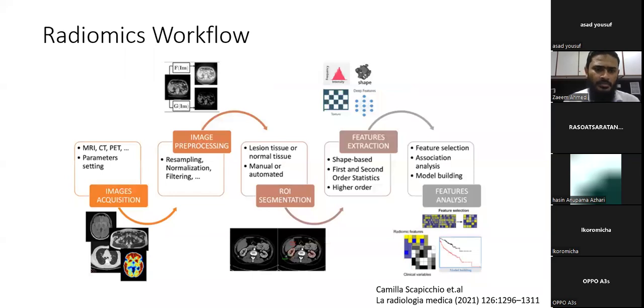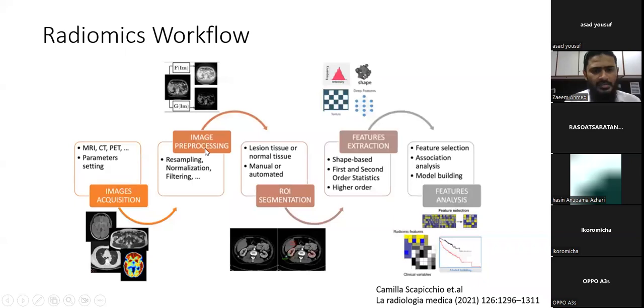The classical radiomic workflow would be, in the first step, you need to acquire images, either prospectively or from an existing imaging data set. That data set should be of similar nature, because the radiomic features which you are going to extract from these images are very sensitive to the quality and specification of the images. So the first step is image acquisition.